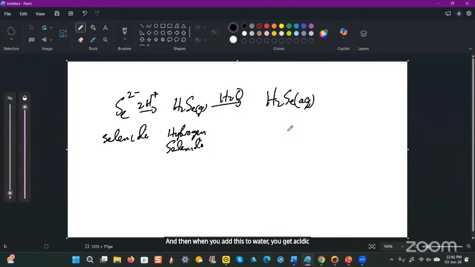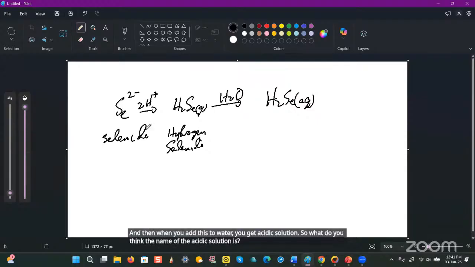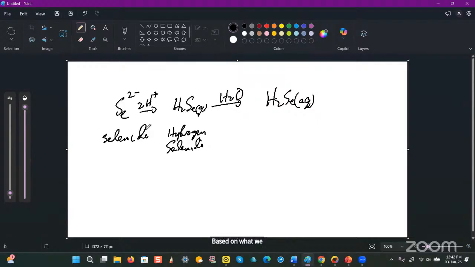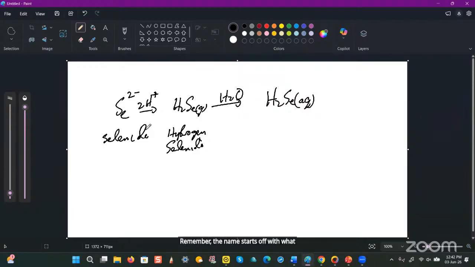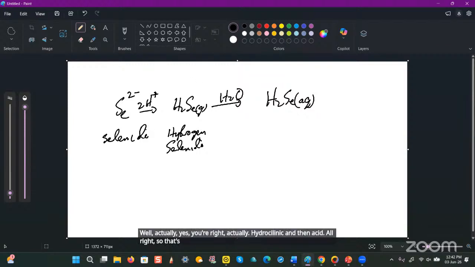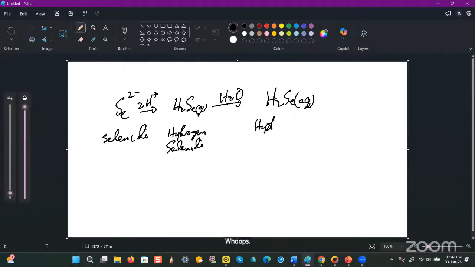So what do you think the name of the acidic solution is? Based on what we did in the previous two examples, what do you think the name of this acid solution is? Remember, the name starts off with what? Hydro, then? Well, actually, yes, you're right. Hydroselenic and then acid, all right? So that's how you would name this particular acid. Hydroselenic acid, all right? Okay, so that's one type of acid.